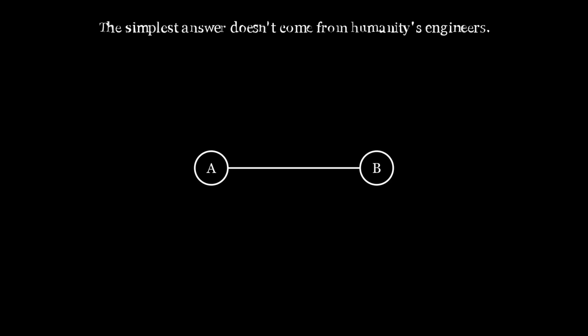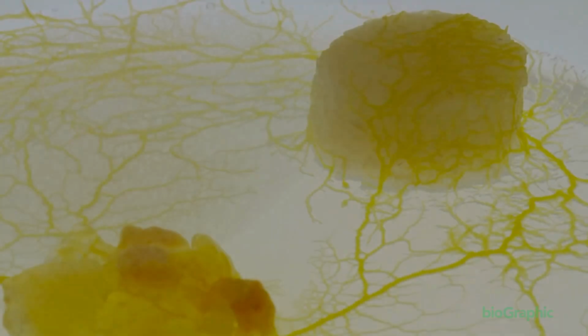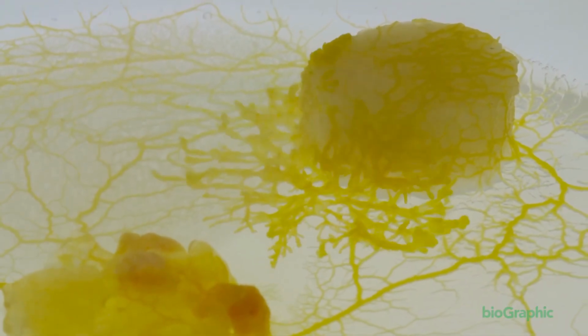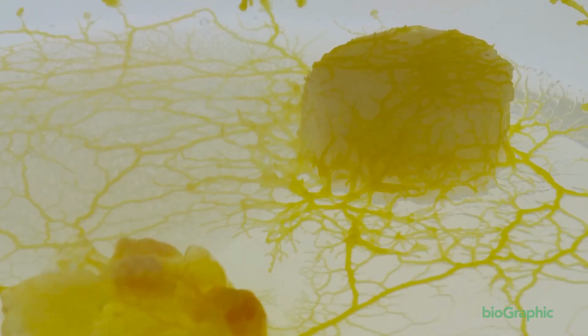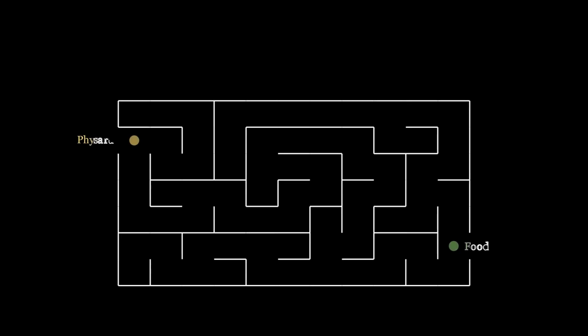And one of the most ingenious answers to this problem doesn't come from a human engineer. It comes from this giant single-celled slime mold, Physarum polycephalum, and despite the fact that it lacks a nervous system, it's become a practical model for how efficient networks emerge. Let's watch it solve this maze in real time.